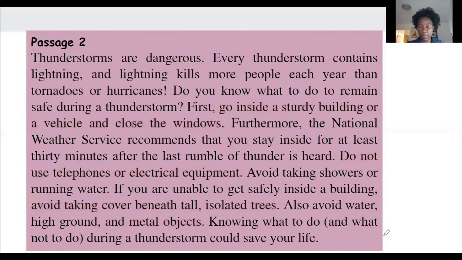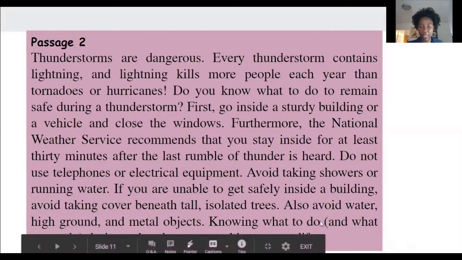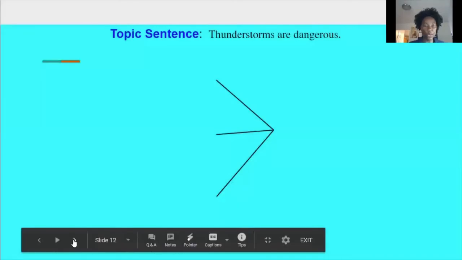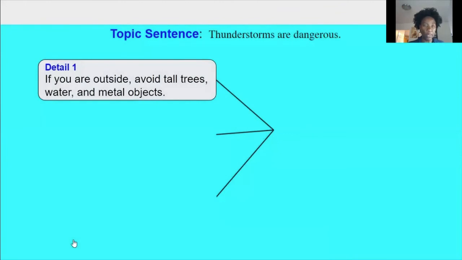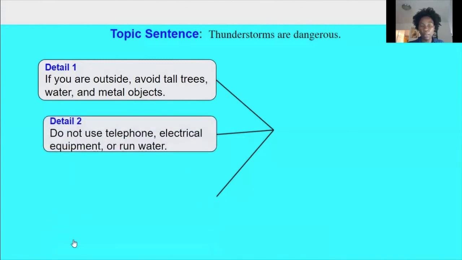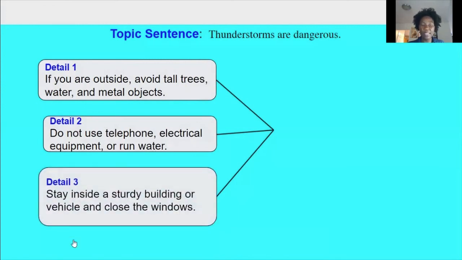Okay, I will clear all of this information and then we will move on to our graphic organizer. Our first detail. Detail 1. If you're outside, avoid tall trees, water, and metal objects. 2. Do not use telephone, electrical equipment, or running water. And 3. Stay inside a sturdy building or vehicle and close the windows.